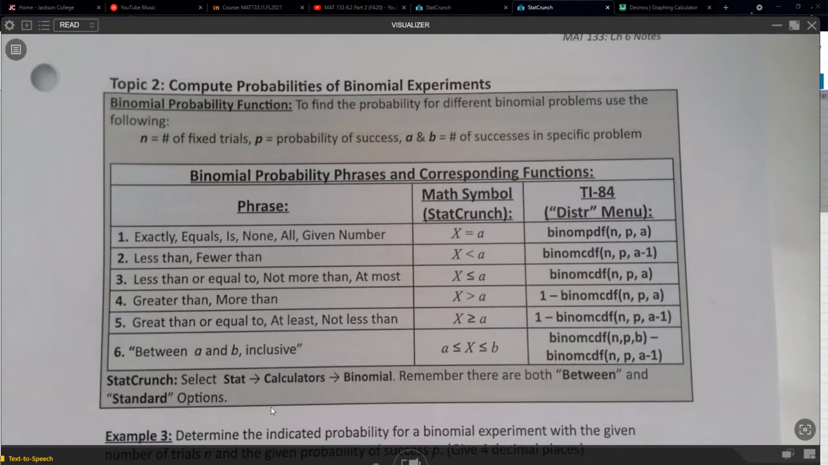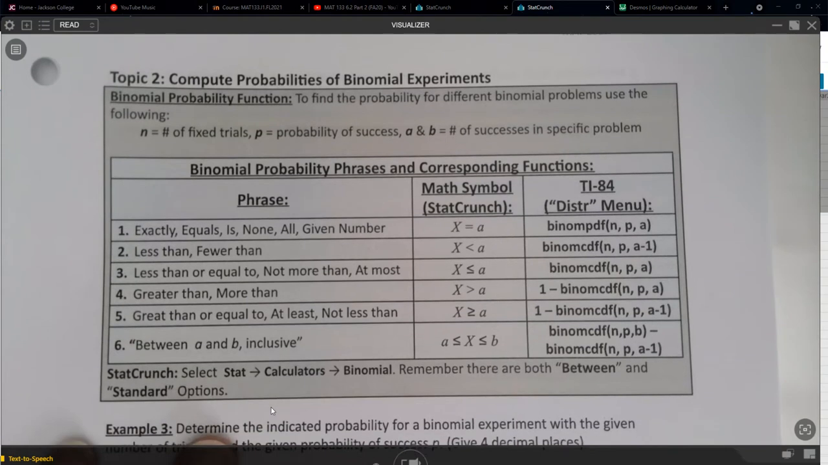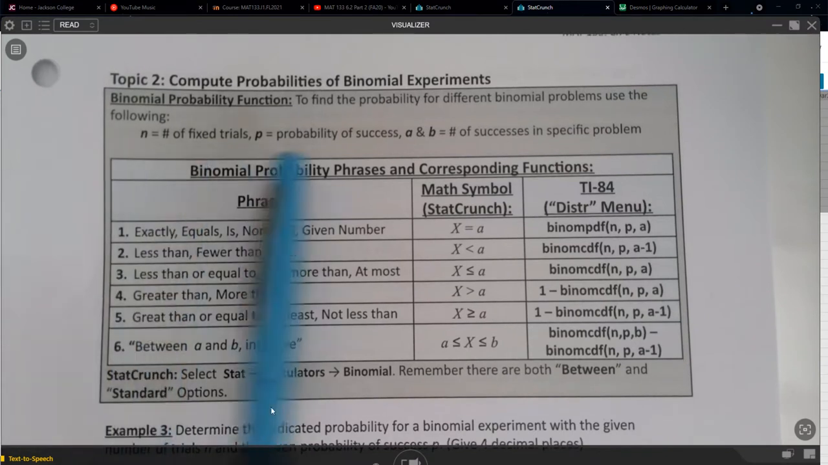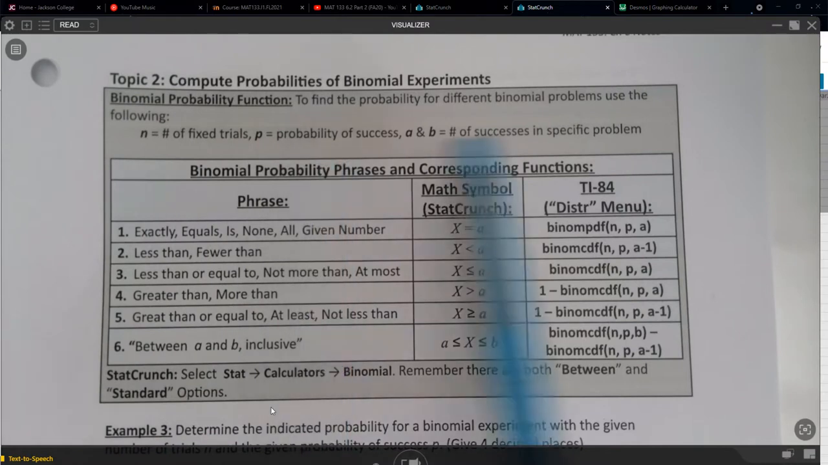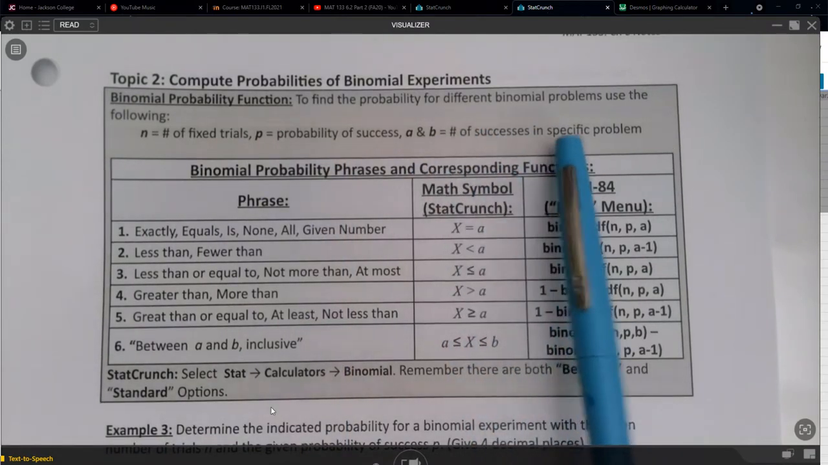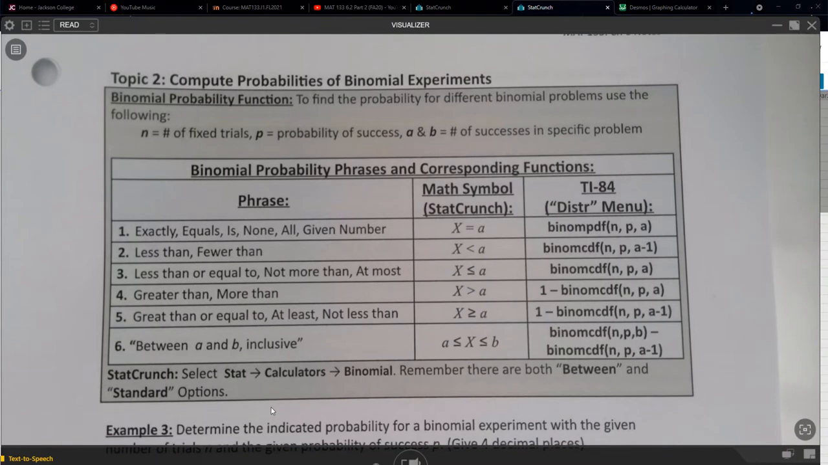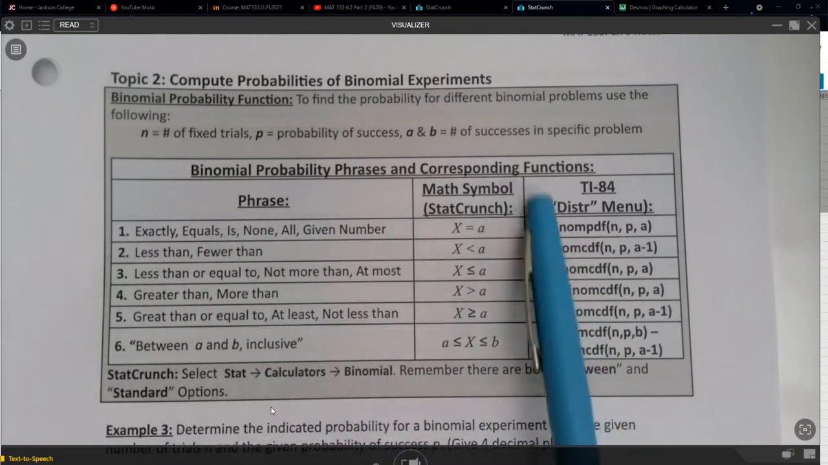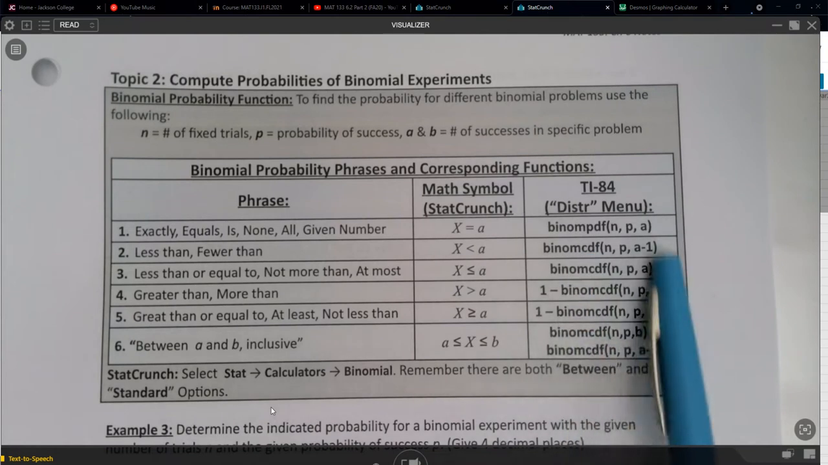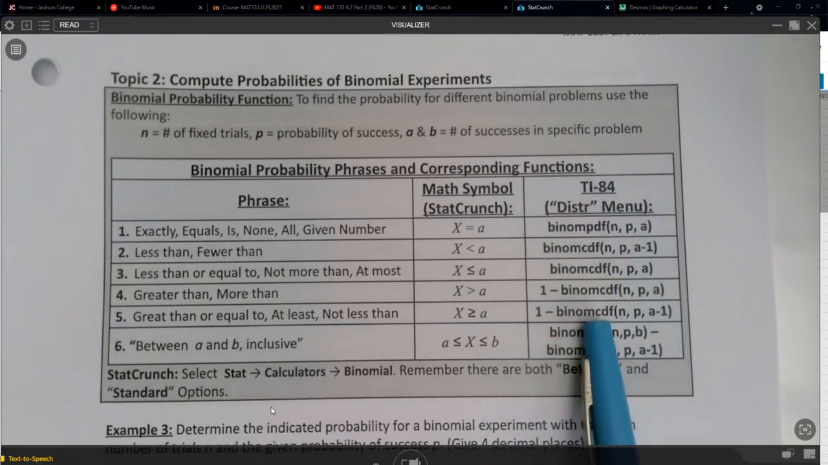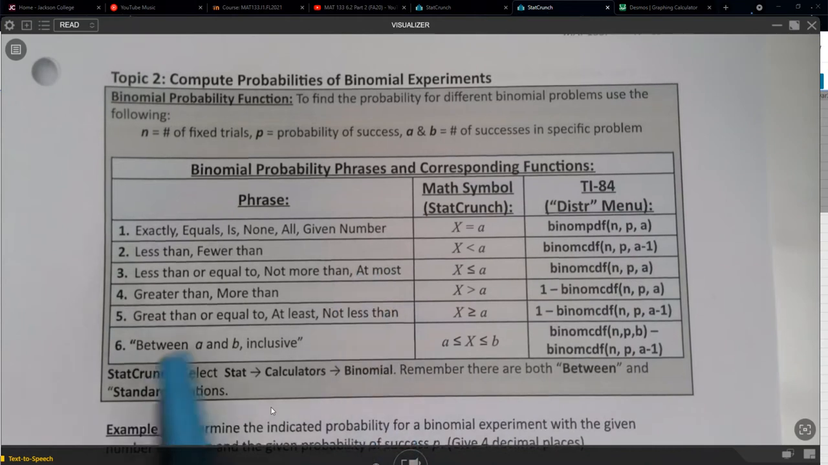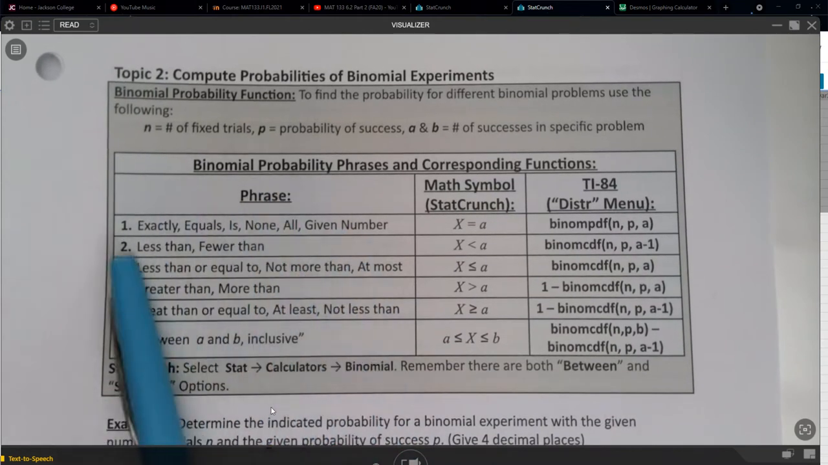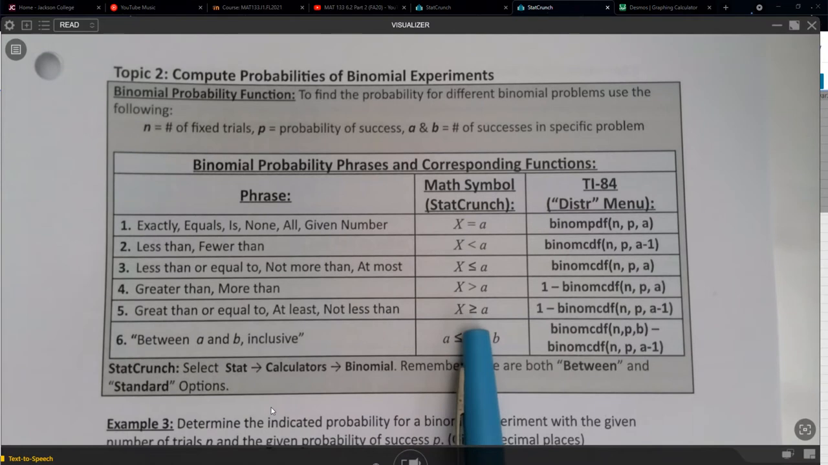Now, this little table right here is also in your packet of notes that you get to use on the exam, and it's essential that you get how it works. So n is the number of fixed trials. p is the probability of success, and a and b would be the number of successes in your specific problem that you're looking at. And which way you're going to work this, this is the TI-84 business over here. Which one you're going to do depends on which one you're looking at, and the same is true of StatCrunch. So you'll have to know from the English or from the symbols which one we're looking at.